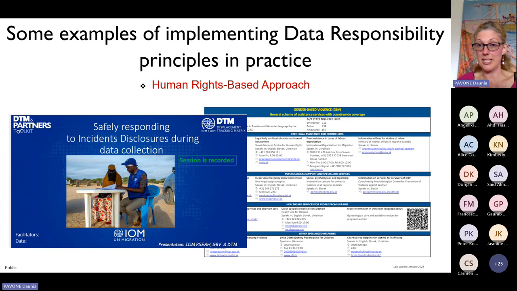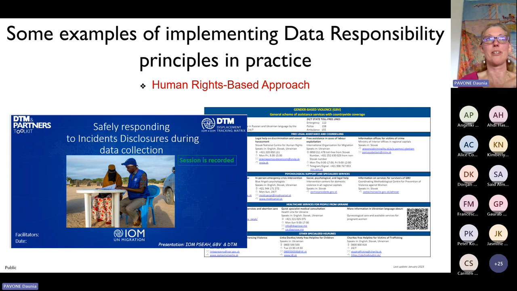When we go out as data collectors, we often receive disclosures of a sensitive nature: protection, child protection, GBV disclosure, sometimes even sexual exploitation and abuse. In order to ensure that the human rights of the people we are there to serve are respected, we believe very strongly we need to prepare our enumerators to know how to manage disclosures. That does not mean that we're turning our enumerators into protection case managers. No. We are actually very much saying what they should be doing and what they should not be doing.